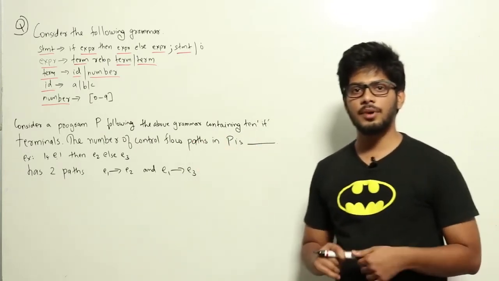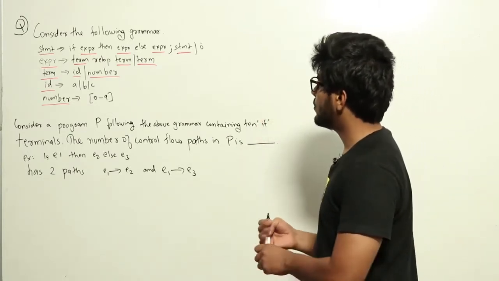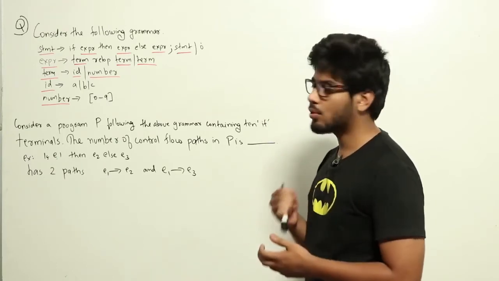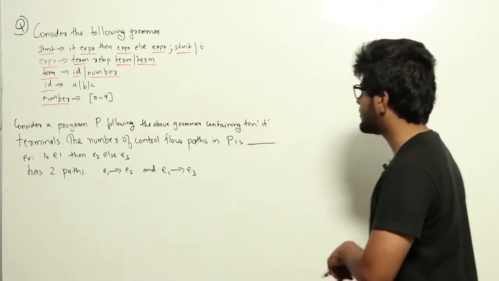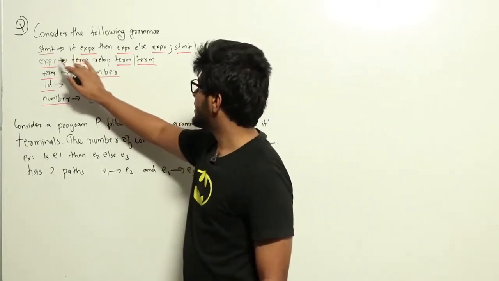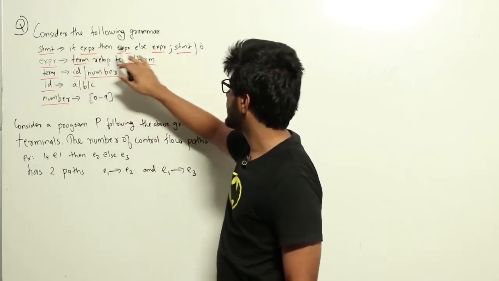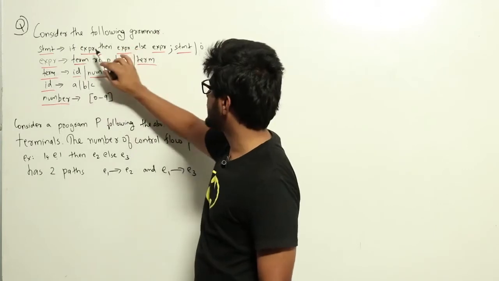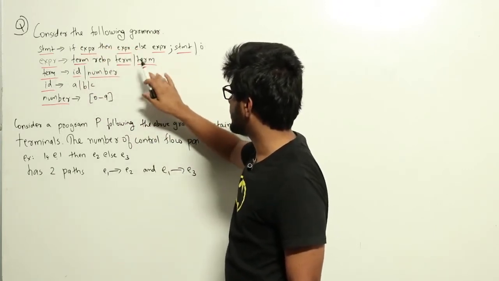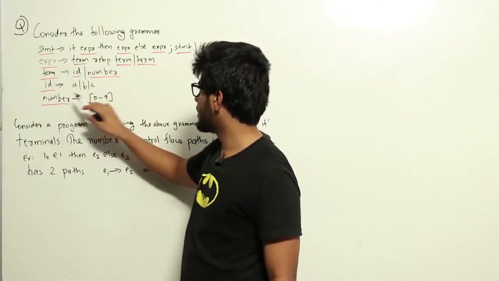So this is a question from compiler design regarding parsers. This is the program, and they want us to answer how many control flow paths can be there in a program that contains 10 if expressions. So let's take a look at this grammar. It says a statement generates an if expression like this: if expression then expression else expression. Once this is generated, let's see what expression will give us. Expression will give us term, relational operator, term, or term. Term can give us ID or number. ID gives A or B or C. Number gives 0 to 9.